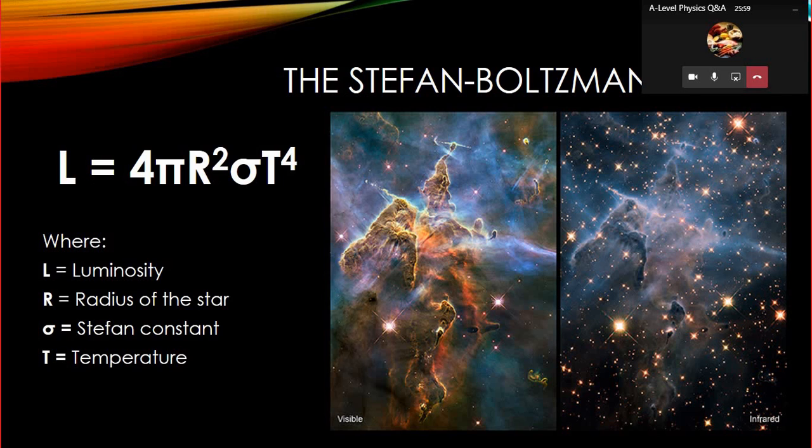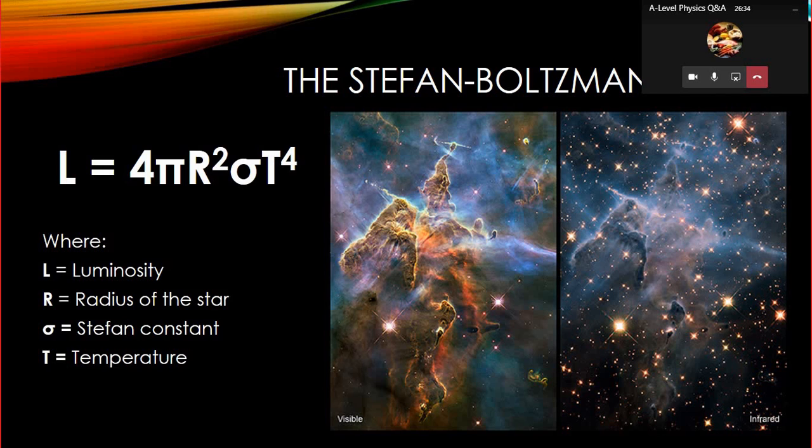So this is something that we do need to be able to use. And it looks horrible, but it's really not that surprising. Luminosity is equal to 4 pi times the Stefan constant times the radius of the star squared times the temperature to the power of 4. Okay, it looks horrible, but it's really not. 4 pi, and then there's that sigma, the Stefan constant. That's just a number. So luminosity is proportional to radius squared times temperature to the power of 4.